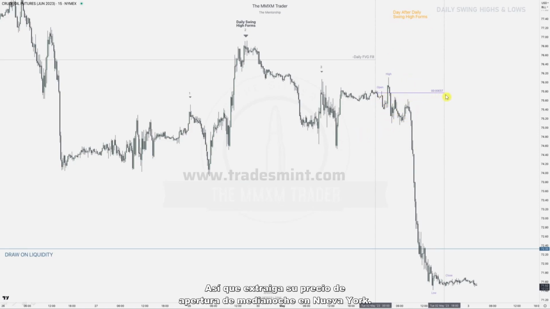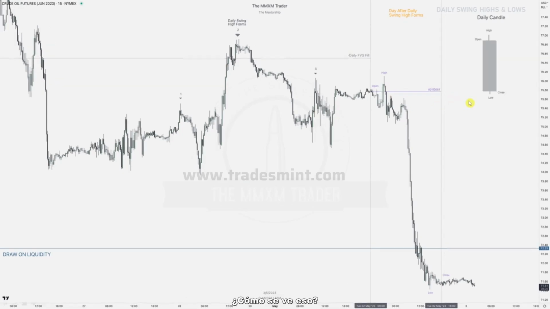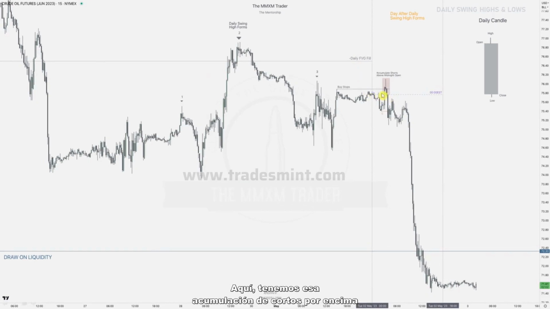So draw out your New York midnight opening price. We want to see a manipulation or accumulation of sell orders above this New York midnight price line, right? How does that look like? Open high low close, right? So this is the daily candle we are anticipating to form. Over here we've got that accumulation of shorts above that midnight opening price, right? Over here, this is what we want to see, and then we got that break of structure lower, right?